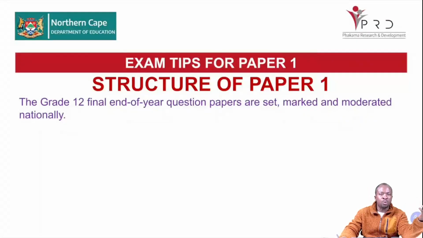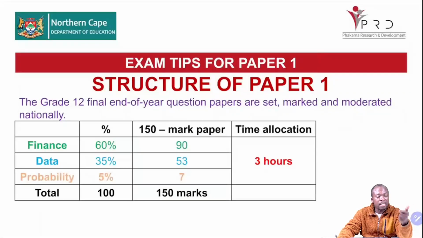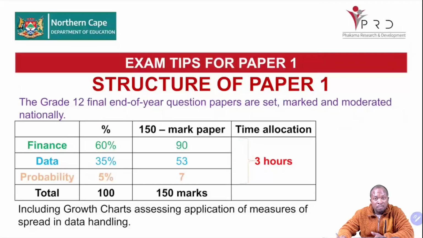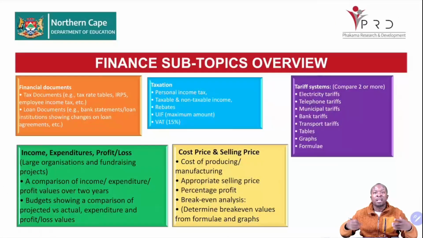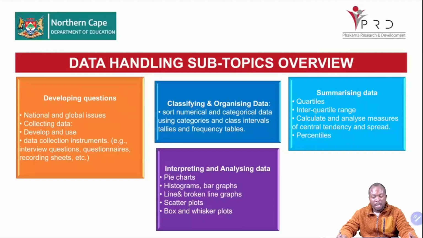Remember, as I spoke to you in the first part, the question paper is made up of finance, data handling, and probability. And it counts a total of 150 marks. So you are expected to write that paper in a time of what? 3 hours. Now, where do most of our marks come from? We've already covered the part of the finance. So today our focus is on data handling as well as probability, which means that you need to get yourself ready. Since we have already covered the finance part, we are now shifting to our data handling.